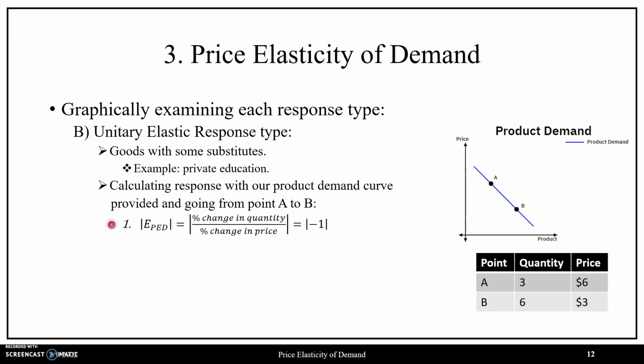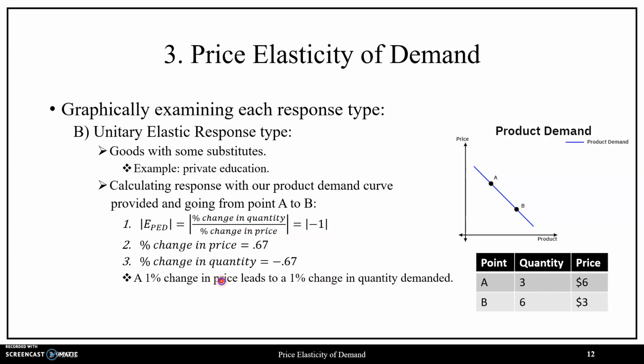If we were to calculate our price elasticity of demand, in absolute value, it would have a value of -1. And this is going to be due to our percentage change in price being 0.67, whereas our percentage change in quantity demanded having a value of -0.67, such that -0.67 divided by 0.67 gives us that -1, or in absolute value we have 1. And so the interpretation here is going to be that a 1% change in price leads to a 1% change in quantity demanded, otherwise known as the unitary elastic response.